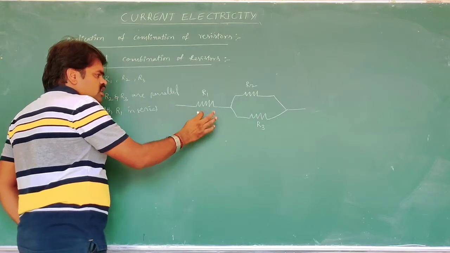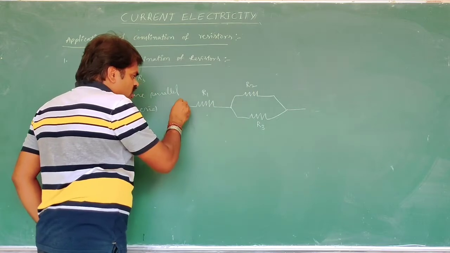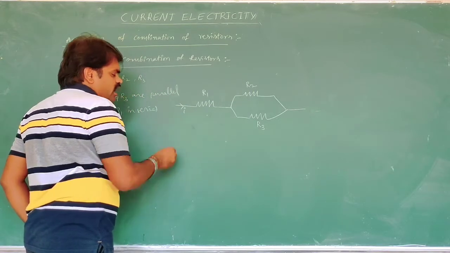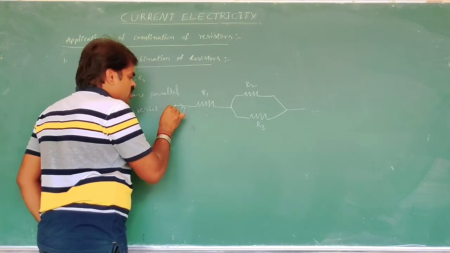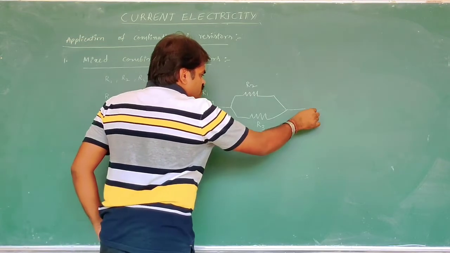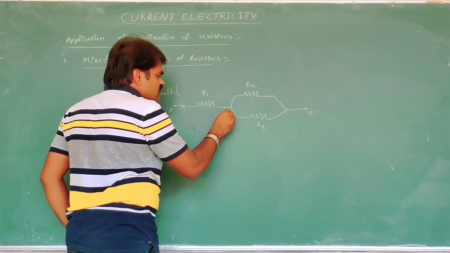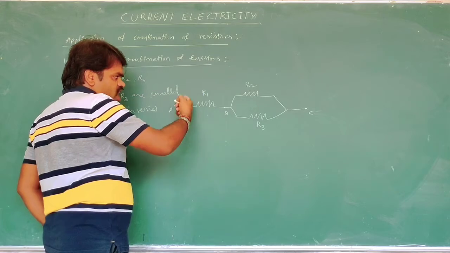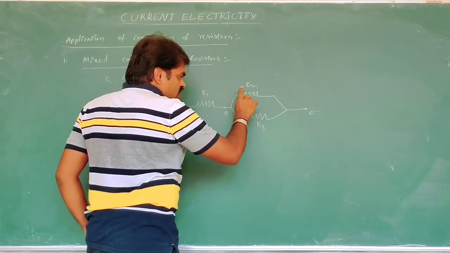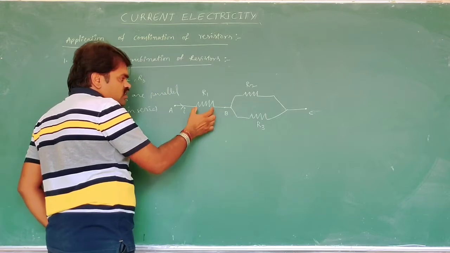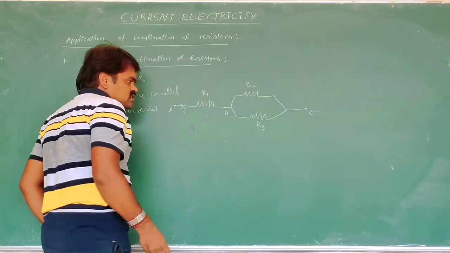Now the current I will flow through it. This is the terminal A we considered, this is C, and this is B. Here the current in the R1 resistor, or the current between B and C, is the same because R1 is in series with this combination of resistors.